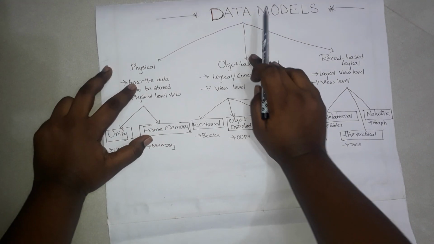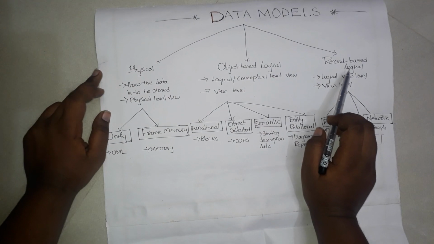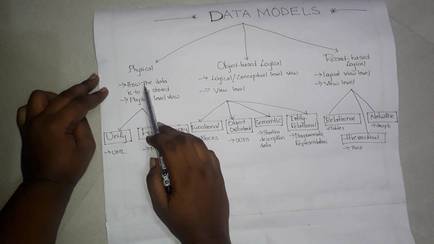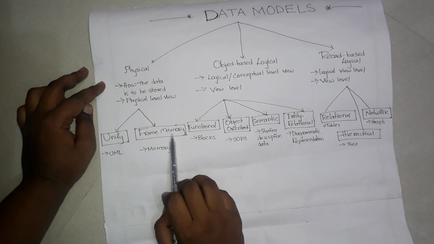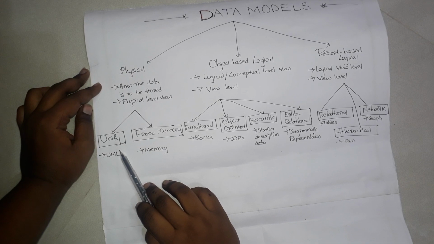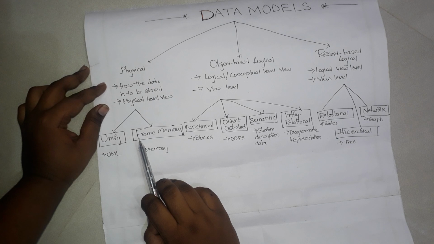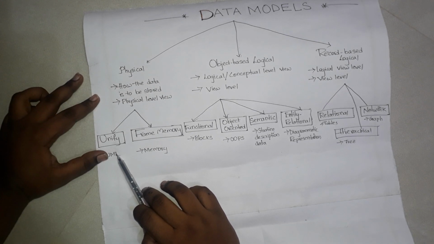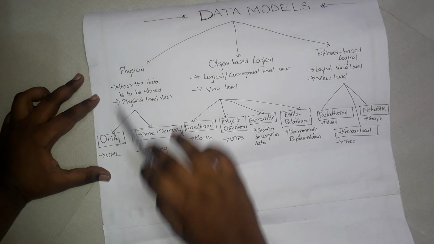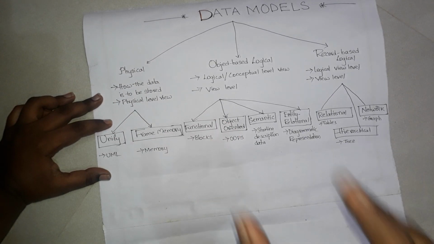So data models have basically three models. Those are physical model, object based logical model and record based logical model. Coming to the physical model, we have again two types of models. Those are unified model and frame memory model. Unified model, already we know about the unified modeling language, which is the present trending language in software engineering. So UML completely comes under the physical data model, which means data stored in UML representations.